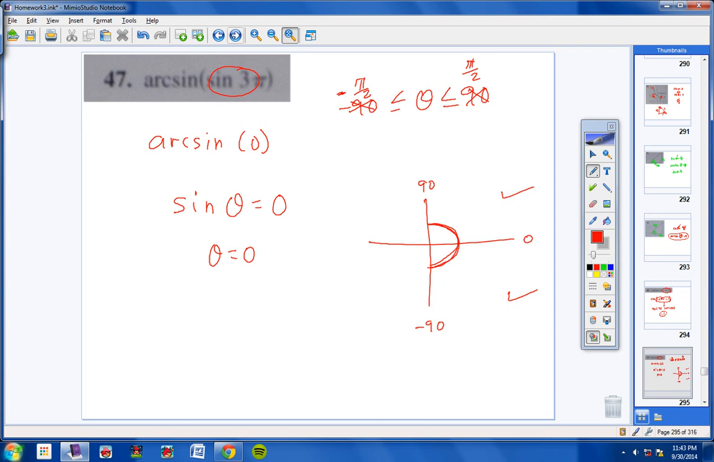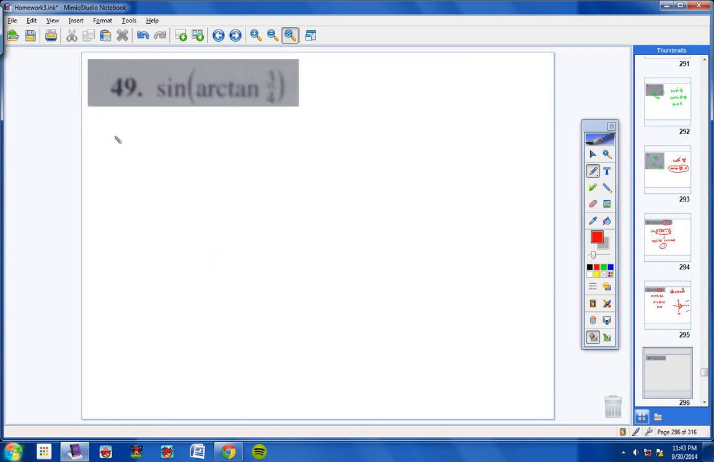Okay, all right, moving on to number 49. Find the exact value of the expression. So here we go. Let's start off with arc tangent of 3/4. That means the tangent of theta equals 3/4. So we'll come over here. We want to take tangent of an angle that gives us out a positive 3/4. So we know we're going to be in this quadrant here.